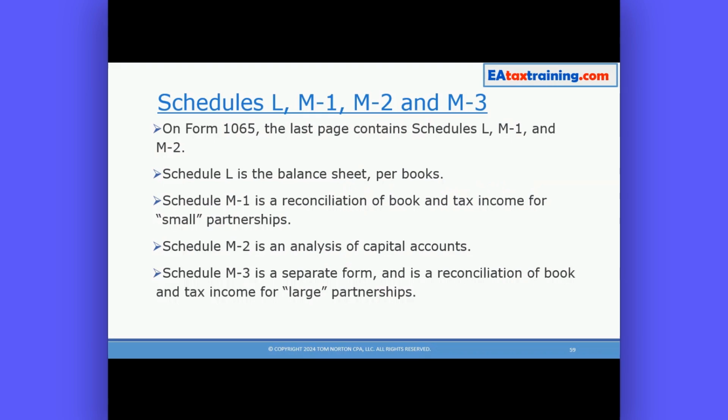So remember, we talked before about book and tax differences. So this is where you are going to show those. Schedule M1 is only used by quote unquote small partnerships. Large partnerships will use Schedule M3. In any case, Schedule M2 is an analysis of capital accounts. So we'll talk a little bit more about capital accounts in a little while, but that's what Schedule M2 is. It's an analysis of the capital accounts. And then Schedule M3 is the reconciliation of book and tax income for large partnerships.